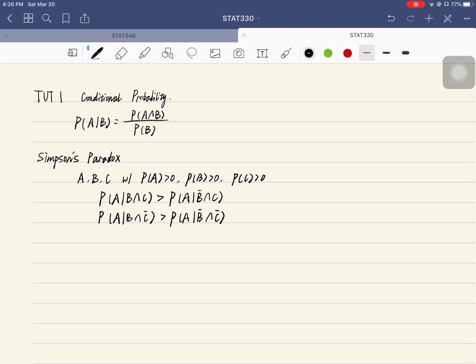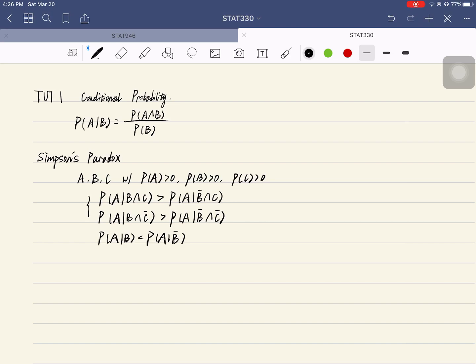From these two inequalities we have on hand, we also have that the probability of A given B is less than the probability of A given B not happening. So what does this paradox mean? You first look at these two inequalities.